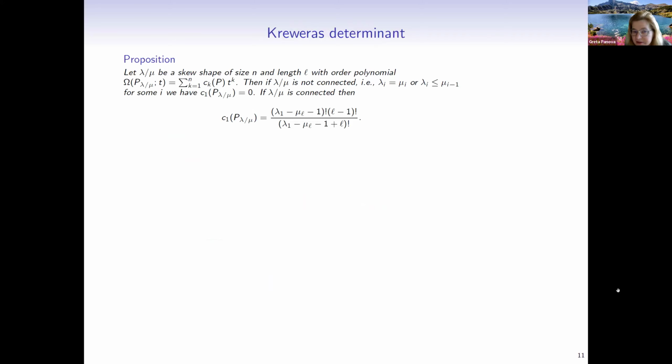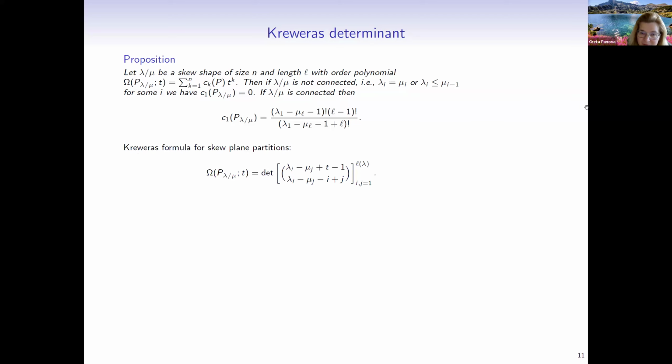And so here is the linear term. So if we have a skew shape lambda over mu, the linear term in the order polynomial can be explicitly calculated from this, as long as the skew shape is connected. If the skew shape is not connected, then the linear term is actually 0. So how do we prove this?